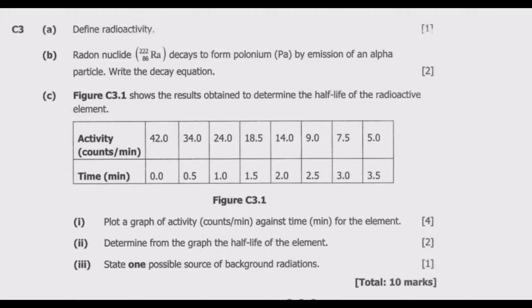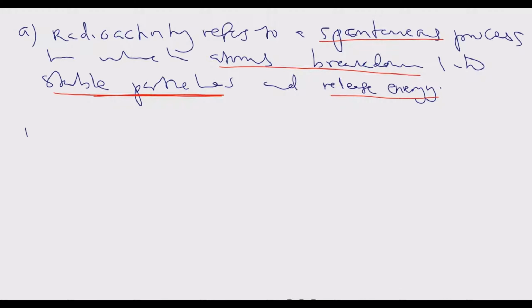Question B, radon nuclide decays to form polonium by emission of an alpha particle. Write the decay equation. So we have this radon nuclide, and we are emitting the alpha particle, which is helium. So this is B. We have this radon 222, then 86. So it decays to release the helium, then plus energy.